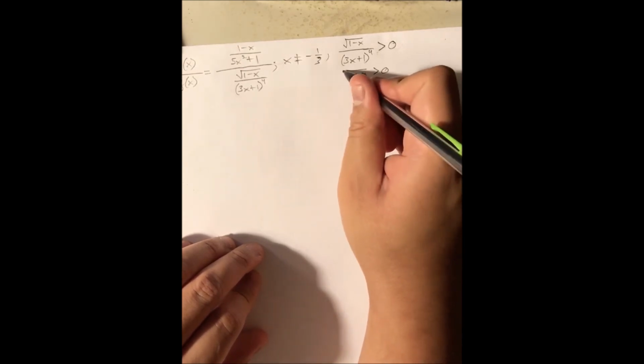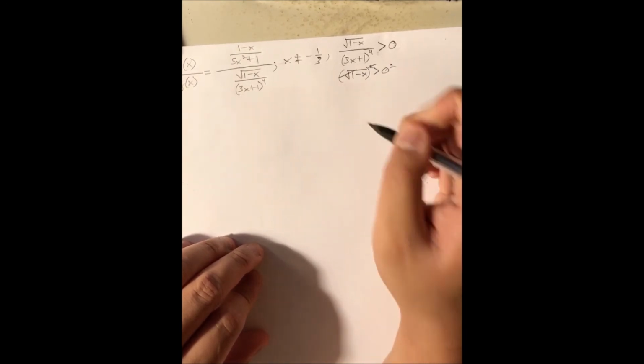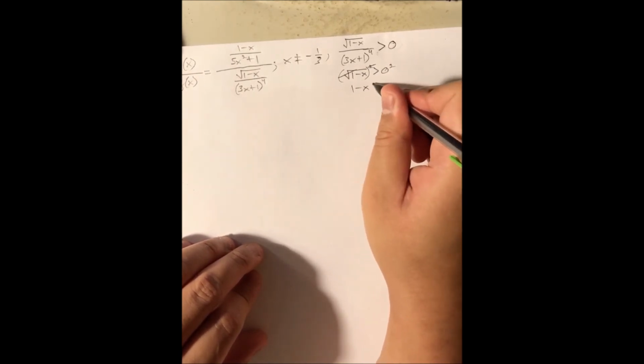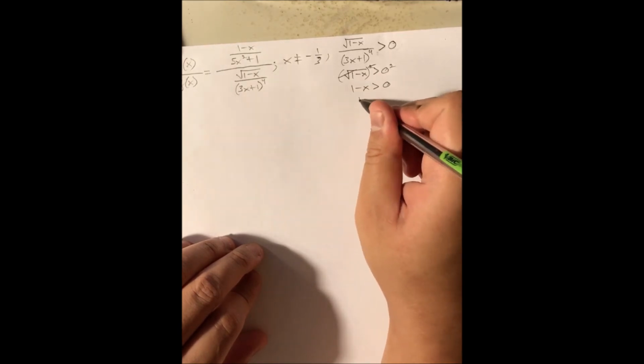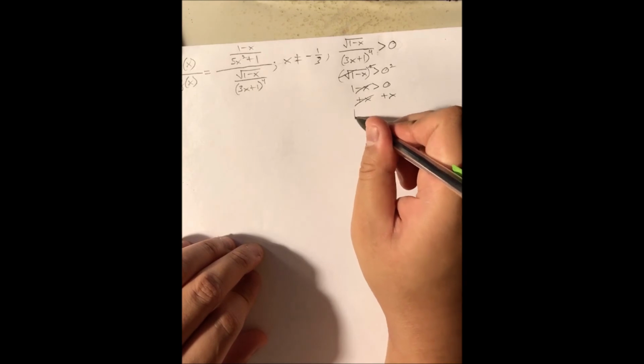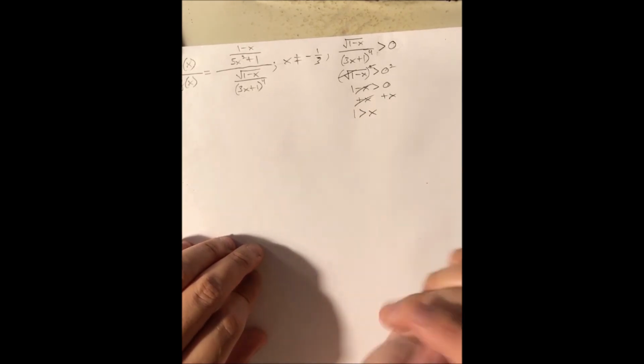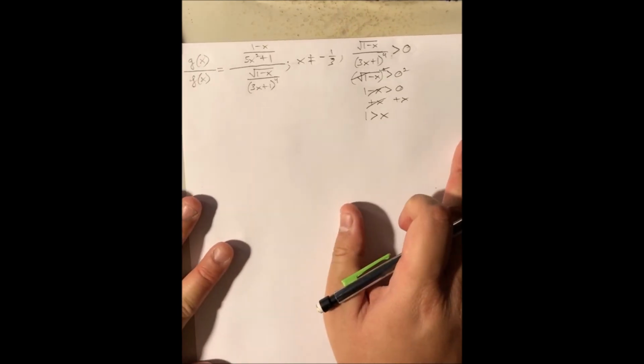Get rid of the square root by taking the exponential power of 2 on both sides. We're left with just 1 minus x greater than or equal to 0. Add x to both sides. We're left with just 1 strictly greater than x. Or should we say x has to be strictly less than positive 1.